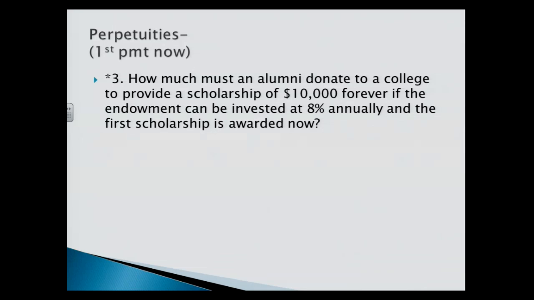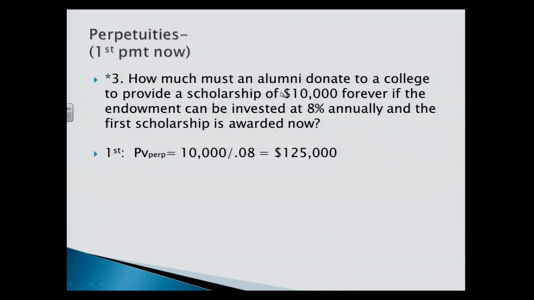How much must an alumni donate to a college to provide a scholarship of $10,000 forever if the endowment can be invested 8% annually and the first scholarship is awarded today? Okay, so the payment's $10,000, interest rate 8%. It's invested annually and it's awarded annually. So the first thing you're going to do is calculate the present value of the perpetuity. $125,000.